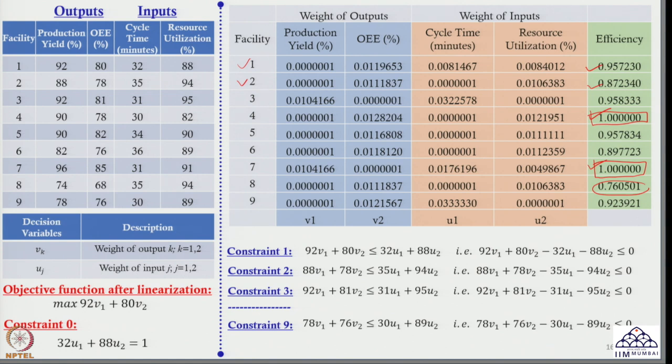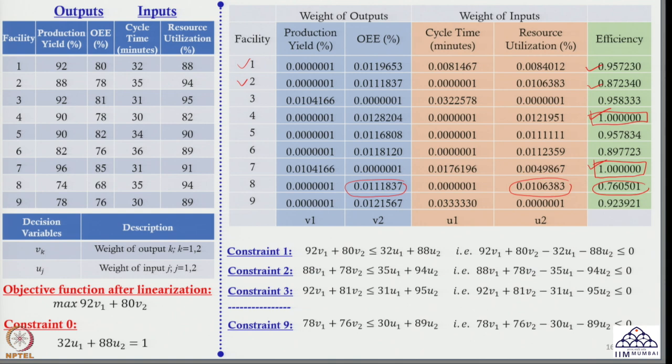So the question is, where should I focus? If I am the manager of factory 8, where should I focus? I can still improve efficiency by 24%. Should I focus on increasing the outputs or on reducing the inputs? If you see the values of the weights, that is the decision variables for factory 8, as far as the two outputs are concerned, output 2 has a high weight, 0.01. Similarly, if I look into the inputs, resource utilization has a high weight. Now if I compare these two, V2 is 0.011, whereas U2 is 0.010. So V2 has a little more weightage compared to U2.